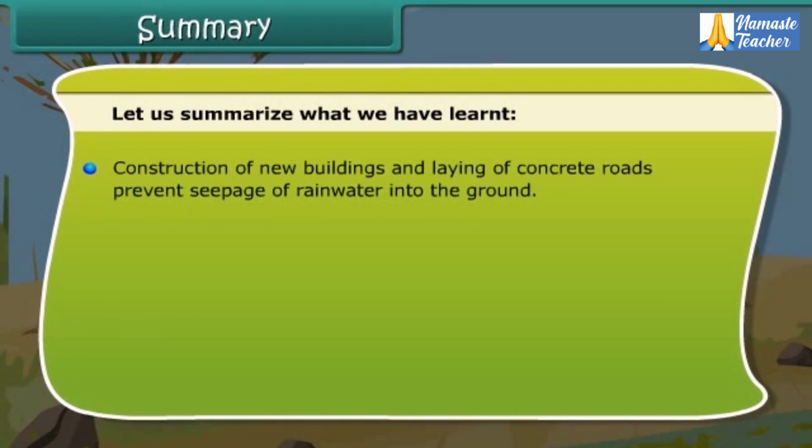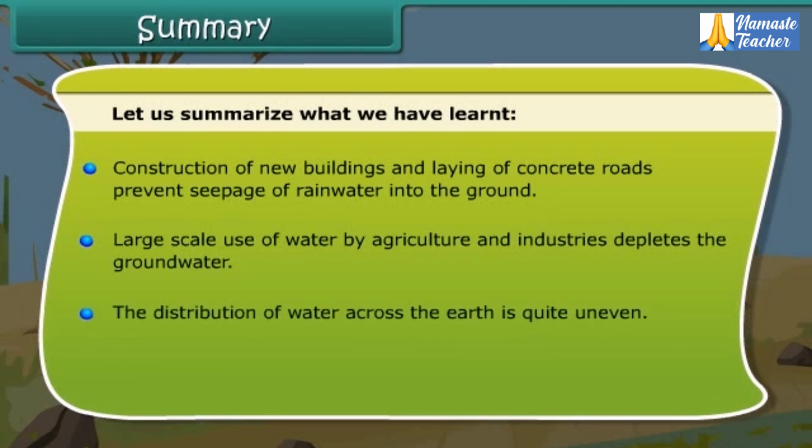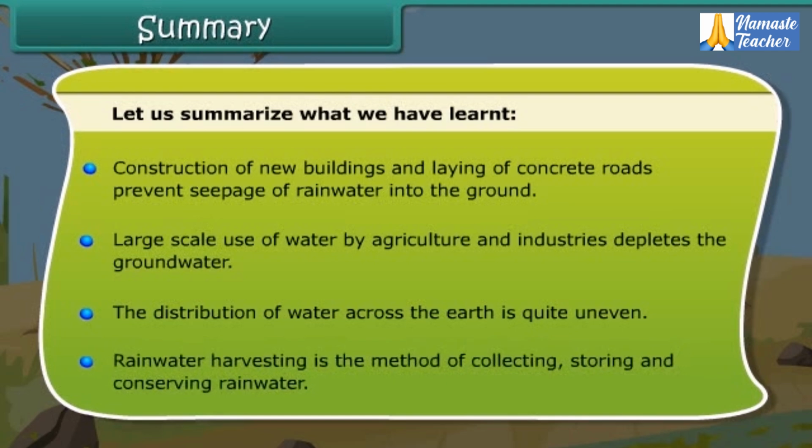Construction of new buildings and laying of concrete roads prevent seepage of rainwater into the ground. Large-scale use of water by agriculture and industries depletes the groundwater. The distribution of water across the earth is quite uneven. Rainwater harvesting is the method of collecting, storing, and conserving rainwater.